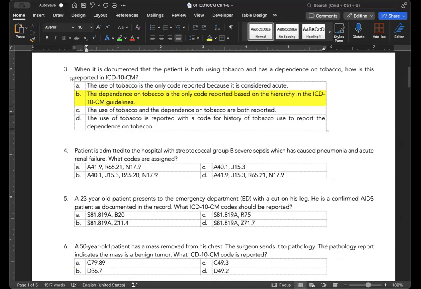All right. Number four is a little bit more tricky. A patient is admitted to the hospital with streptococcal group B severe sepsis, and that has caused pneumonia and acute renal failure. So what's the first one we want to look up? There's a couple different ones here. What's the first thing you want to look up? Sepsis? The severe sepsis? Yep. Okay. All right, so let's go to sepsis.